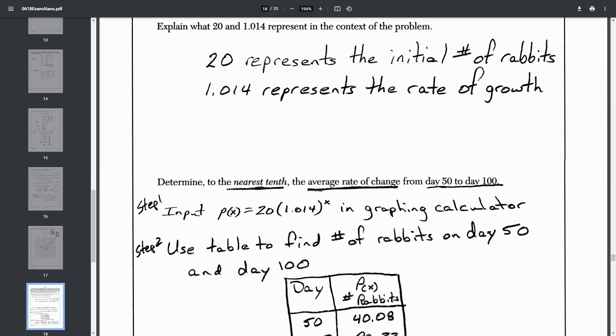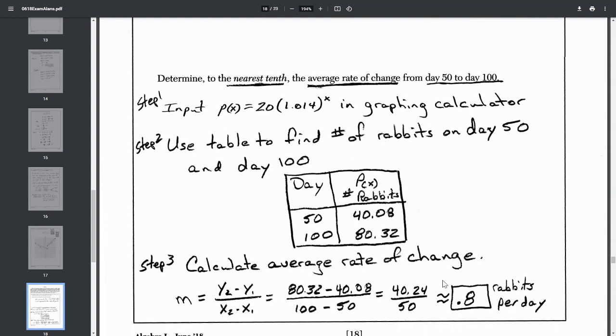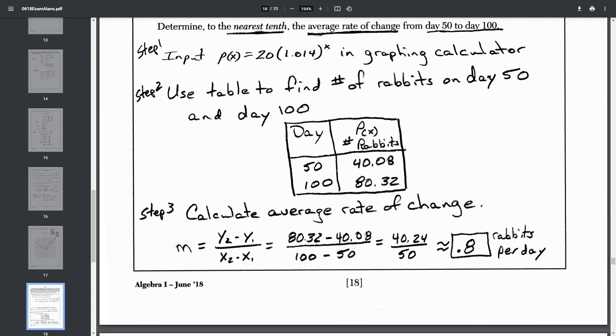The average rate of change from day 50 to 100, all that means is you need to just find how many rabbits there would be on day 50 and find how many rabbits there would be on day 100. And then to find rate of change, you just use the slope formula, which is how much of the y is changing. They're changing by roughly 40, divided by how much of the x is changing, which is in this case, how much of the day is changing. So it's going to be roughly 40 divided by 50, which is about 0.8 rabbits per day.